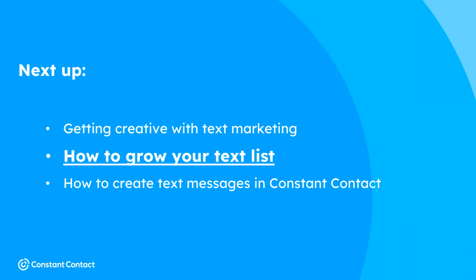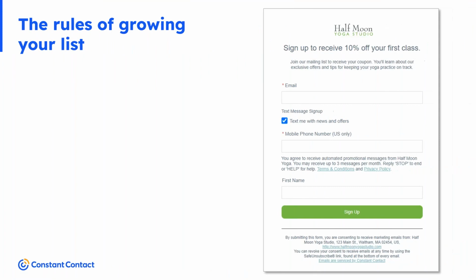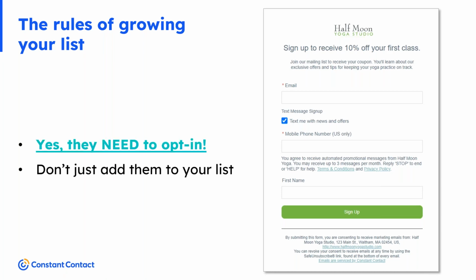All right, so now that you know about some of those best practices and ideas of content and ways to use text messaging, let's move on to how to actually get people on your text list. Just like with email marketing, there are laws and regulations around text marketing. The good news is that Constant Contact makes it really easy for you to get permission and provide the necessary information to stay compliant. So just one thing you need to remember is, yes, these people do need to opt in to receiving your text communications. Just because you have a phone number for someone, you can't just add them to the list. You do need to have permission to text them.